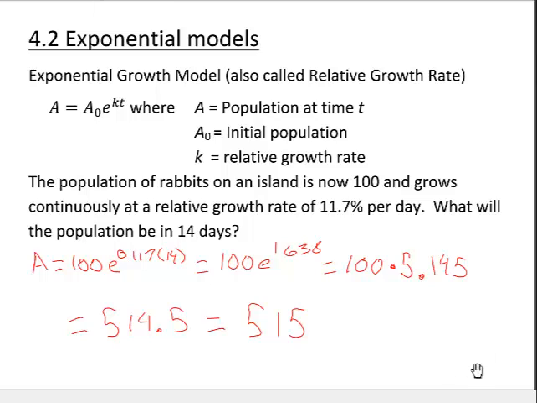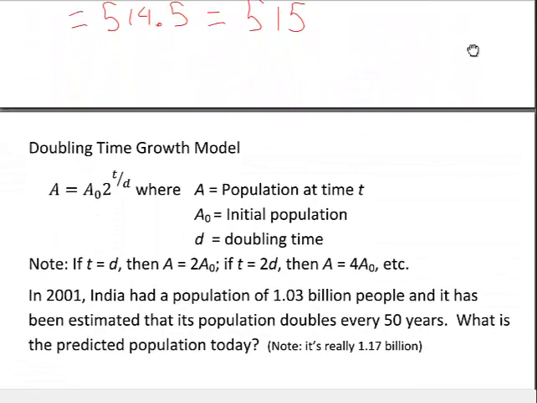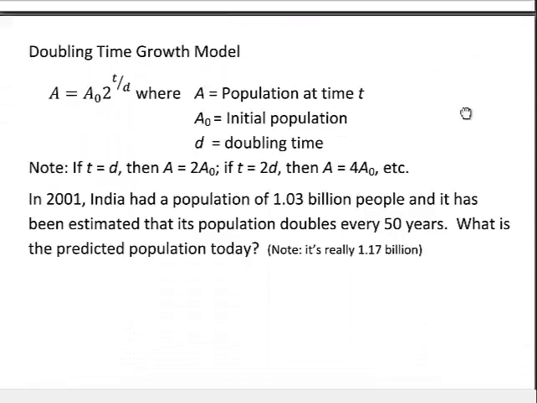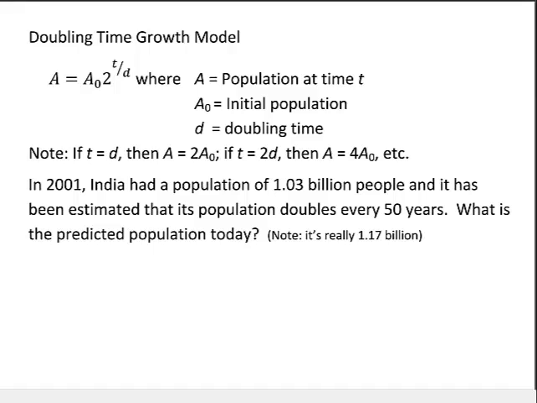Okay, so let's look at another kind of example. So that was the exponential growth. Now we have what's called the doubling time growth model. This is a similar setup. We still have a population or an amount of something that's going up. Now instead of giving you the relative growth rate, they tell you d, which is the time it takes to double. And notice here this exponent is just designed to tell you how many times it's doubled.